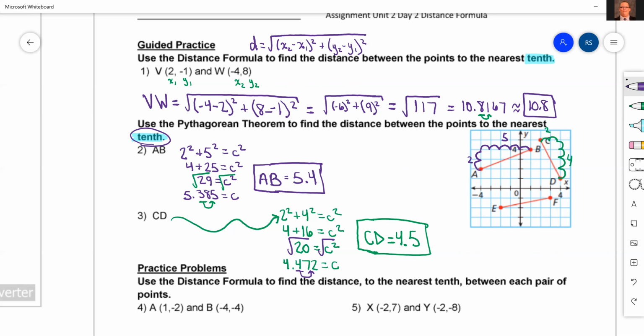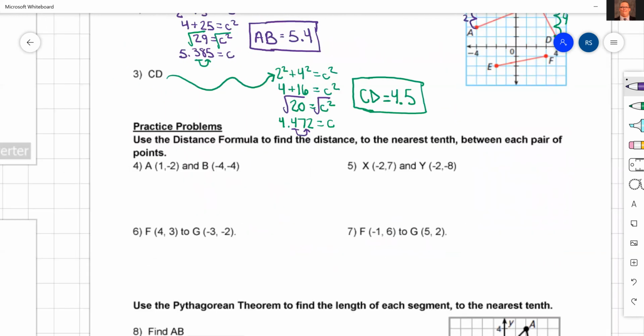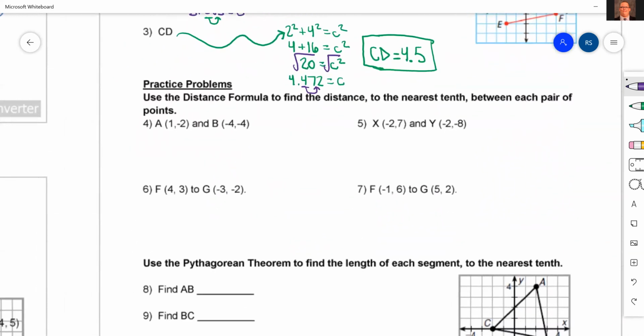Okay, so this was a short guided practice, because all we did was really 2 topics, distance formula and Pythagorean theorem. So when you do your assignment, make sure you look for what they're asking you to use. Like the first one asks you to use distance formula. The second group asks you to use the Pythagorean theorem. So just watch for what they're asking you to use. Other than that, hop to it.